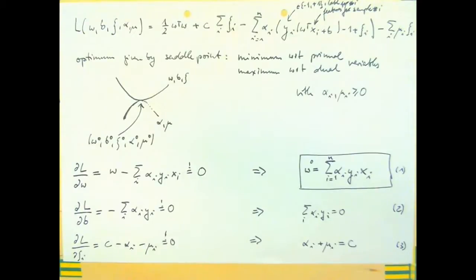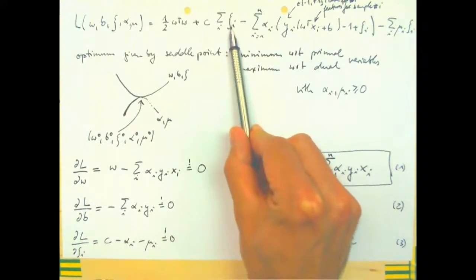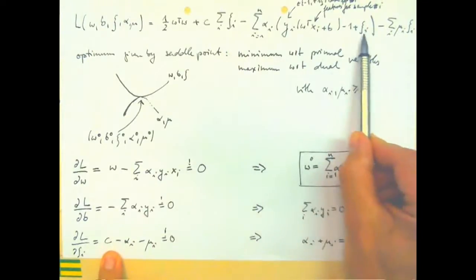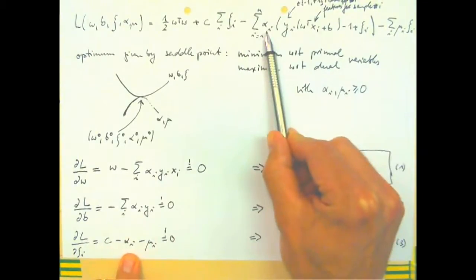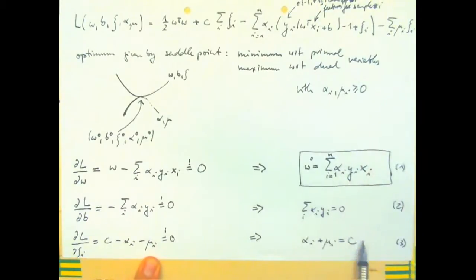Finally, I differentiate with respect to the slack variables. They appear here, which gives me a C. They appear there, multiplied with alpha_i, which gives me an alpha_i. And they appear here, which gives me a mu_i. Or altogether, alpha_i plus mu_i must equal C.